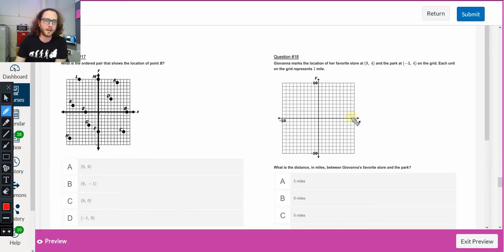So 9 to the right and 4 up. That's her store. And the park at negative 3, positive 4. So 1, 2, 3, and 4 up. Okay? Each unit on the grid counts 1 mile. So what is the distance?